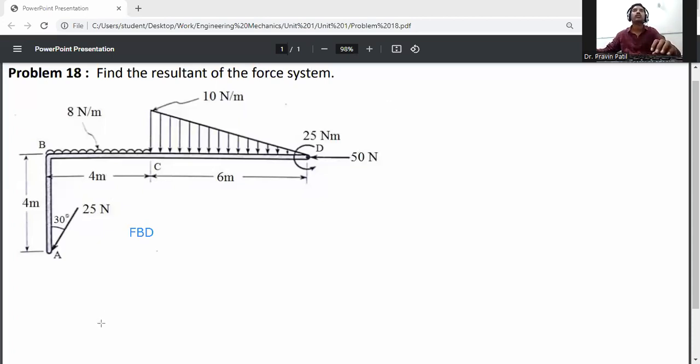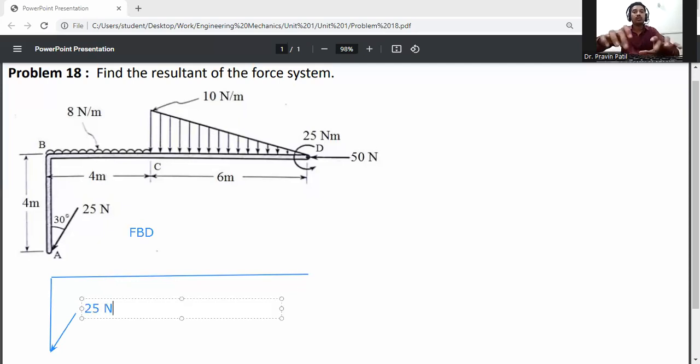First of all, I will draw A to B, then B to D. At A to B, there is one inclined force. It is 25 Newton. The load acted is 25 Newton, and the angle is 30 degrees with respect to the y-axis.